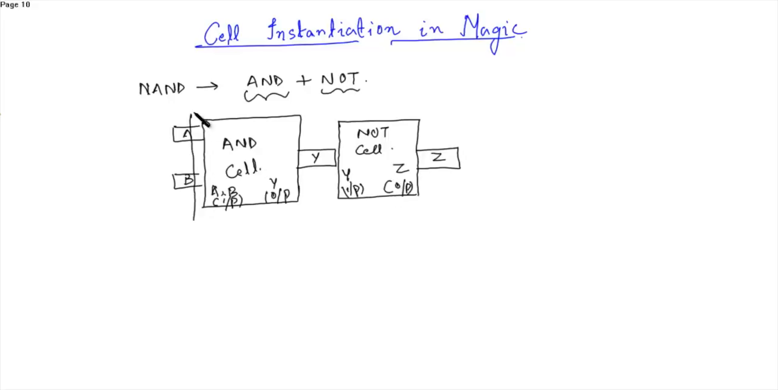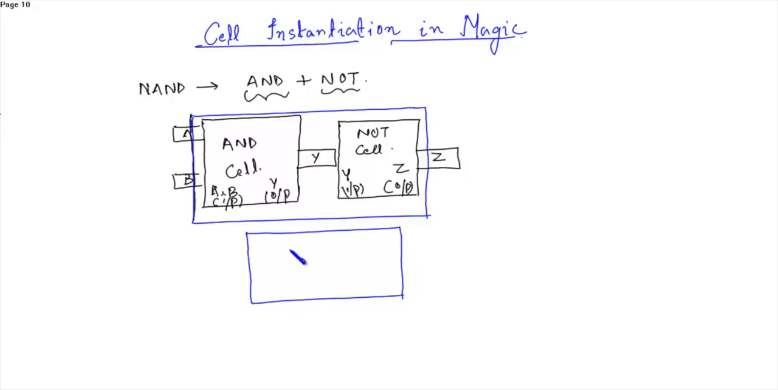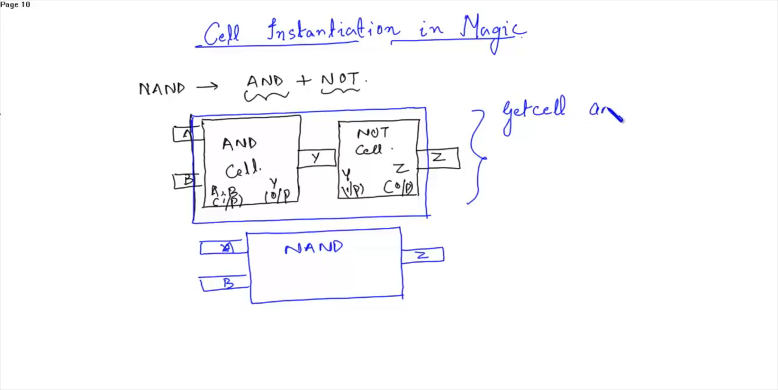And if you see it in the overall way, you get a NAND gate with inputs A, B, and output Z. Now how will you obtain this cell? There is a command in Magic called getcell. Suppose the name of this is AND2, then you type getcell AND2 dot your file. Then you have to press X in order to see the inner layout, then you can connect.